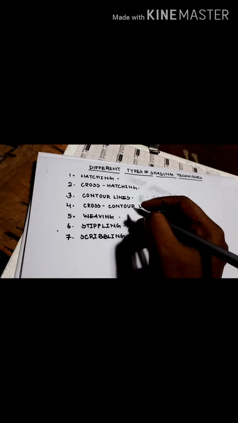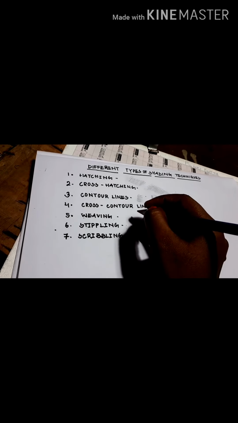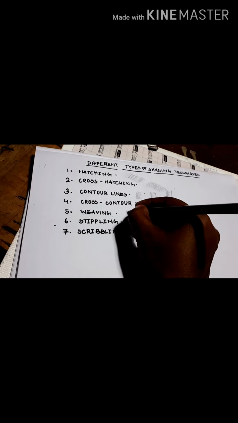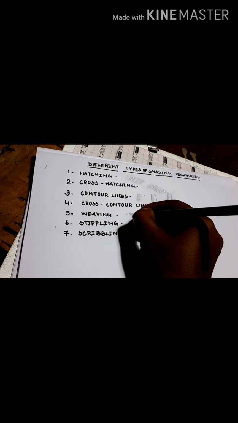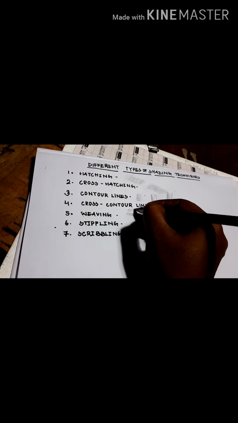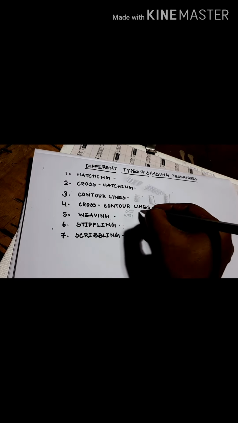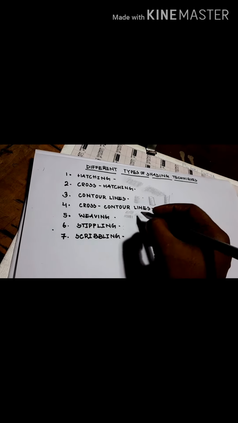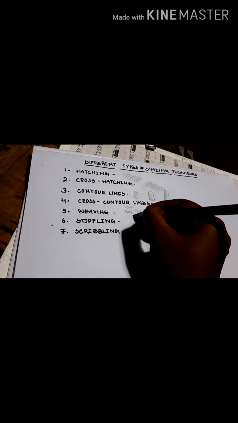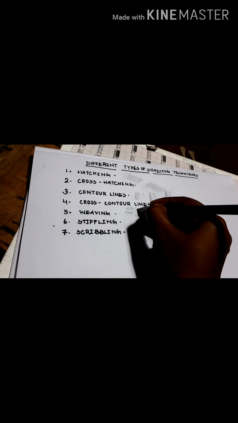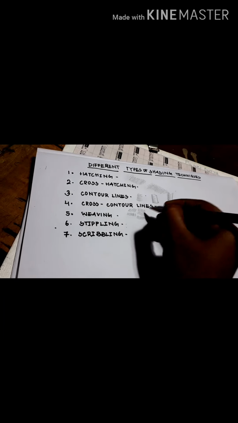Okay, in the weaving process we need to draw short sets of intersecting lines. These sets of lines can have a specific organized pattern or they can be placed randomly. Okay, like this. This is also a shading technique.